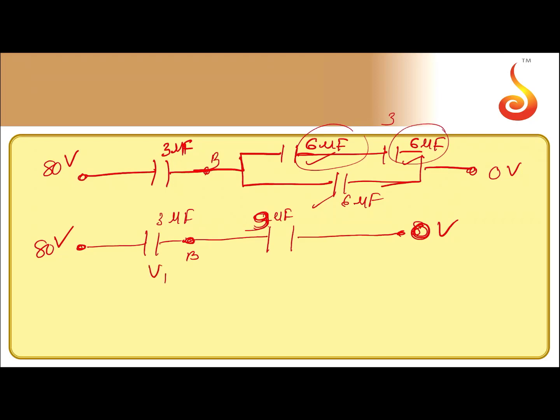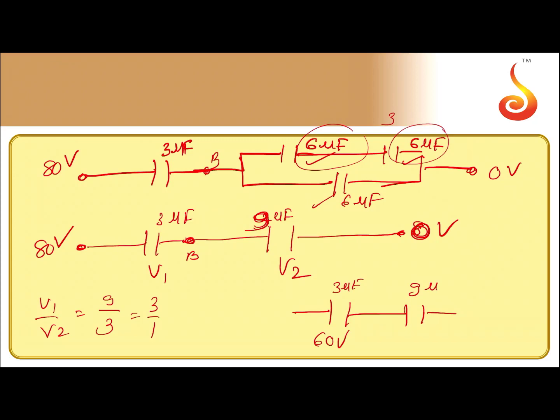So now, if V1 and V2 are the potential differences, V1 by V2 should be equal to 9:3 or 3:1. So I need to divide it in that ratio. So I will divide 80 volts into 4 parts, which means 20 is each part. So 20 into 3 is 60, 60 and 20. Therefore, across this 3 microfarad, there is 60 volt. Across 9 microfarad, it is 20 volts. This is 80 volts and this is 0.